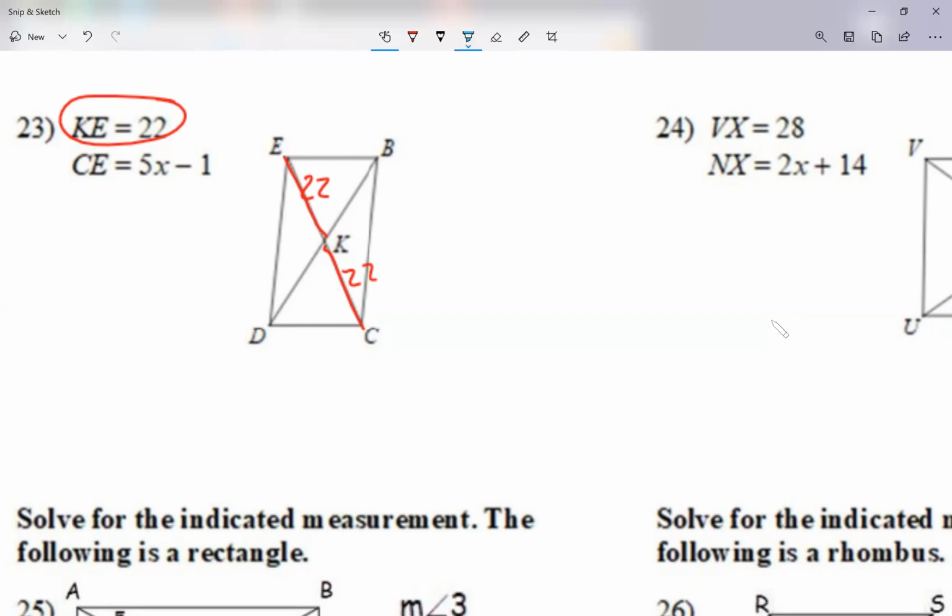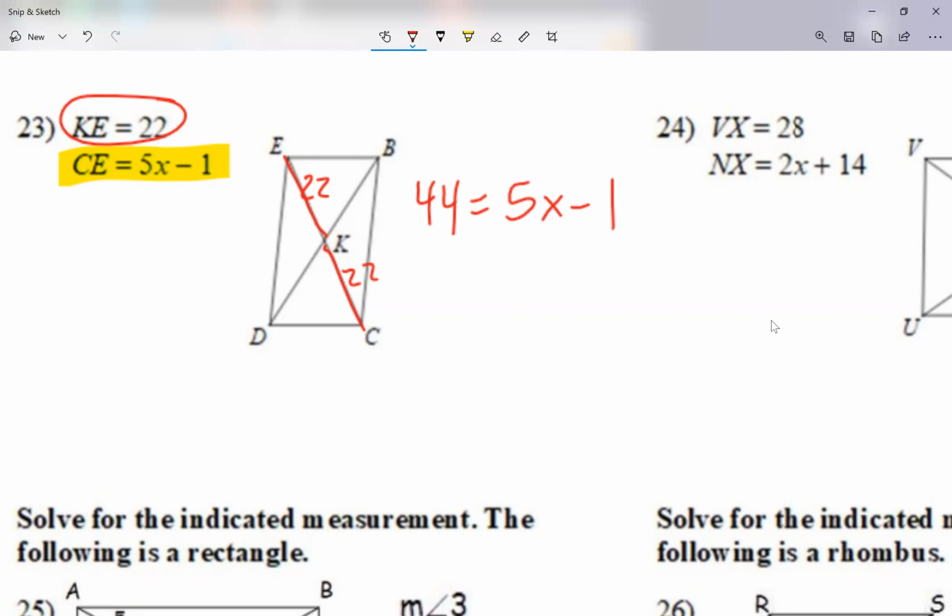Now, let me take a look at this last thing. CE, the segment CE is 5x minus 1. All right, so if you were to connect from C all the way to E, how big is that? Well, 22 and 22, isn't that 44? So let me write this as 44 is equal to 5x minus 1. I know the measurement CE is 44, so I just wrote it as 44 is equal to 5x minus 1.